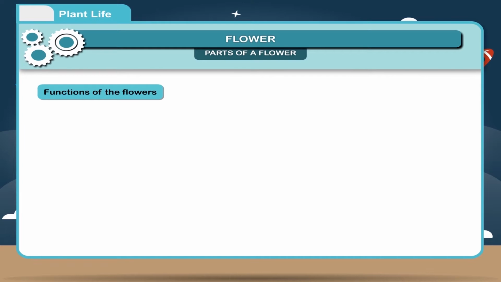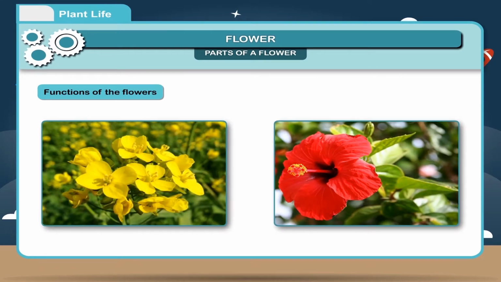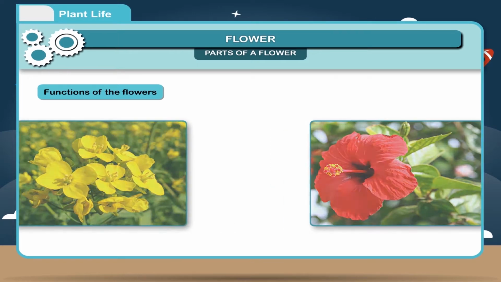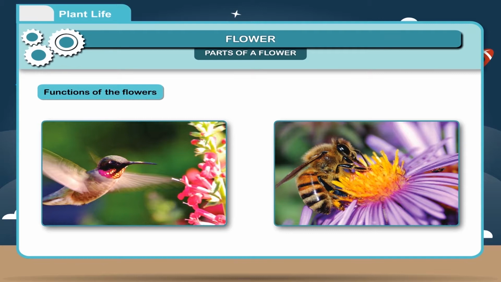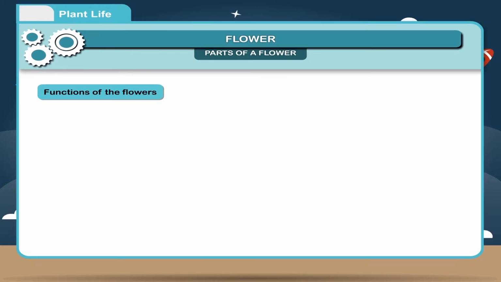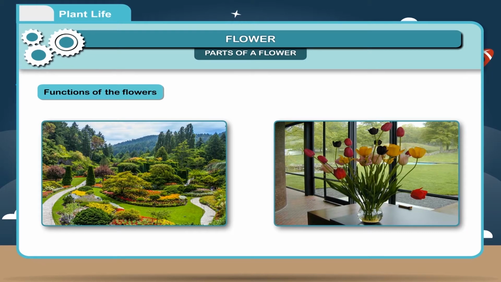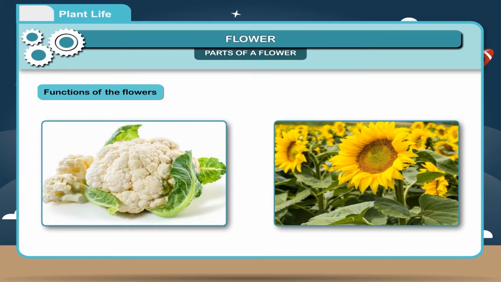Functions of the flowers. 1. Flowers are the reproductive parts of the plant, which is helpful in multiplication of species. 2. Flowers produce nectar, which is the food of many insects. 3. Flowers have an ornamental value, which increases the glory of the gardens and homes. 4. Many flowers are used as vegetables and medicines.